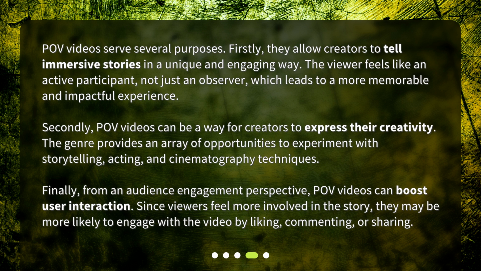Secondly, POV videos can be a way for creators to express their creativity. The genre provides an array of opportunities to experiment with storytelling, acting, and cinematography techniques. Finally, from an audience engagement perspective, POV videos can boost user interaction. Since viewers feel more involved in the story, they may be more likely to engage with the video by liking, commenting, or sharing.